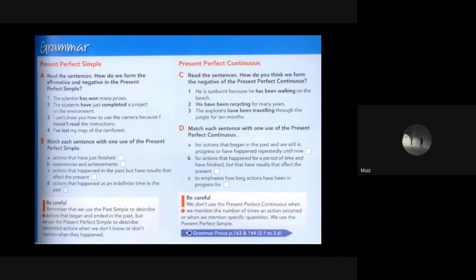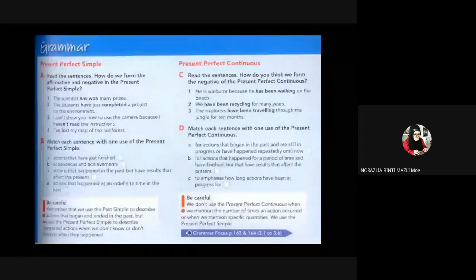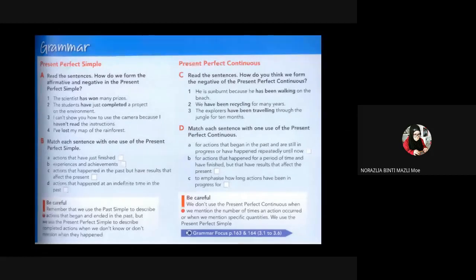Yes, teacher. So, question B. So, yang A macam tu je. Question B, match each sentence with one use of the present perfect simple. Yang ni kita kena buat sama-sama. For example, question number 1. The scientist has won many prizes. Yang mana satu yang the scientist has won many prizes tu?